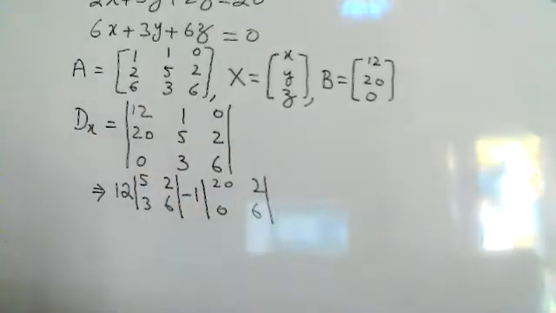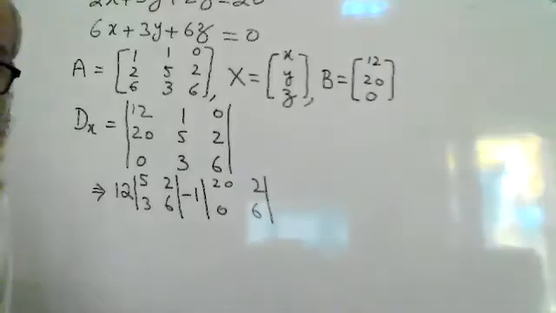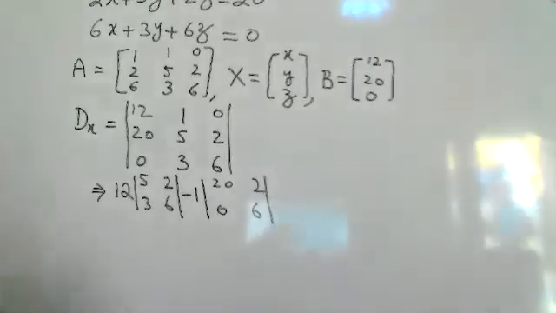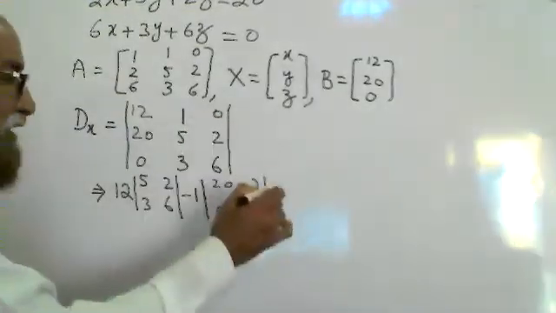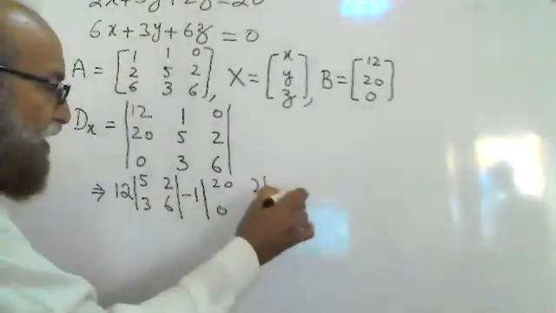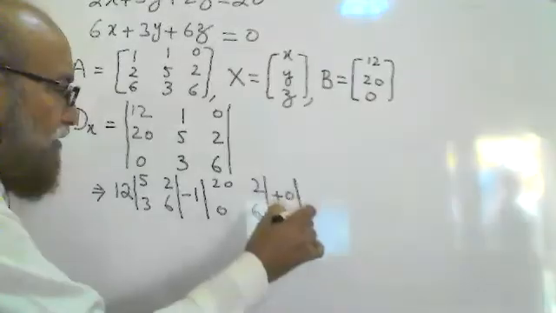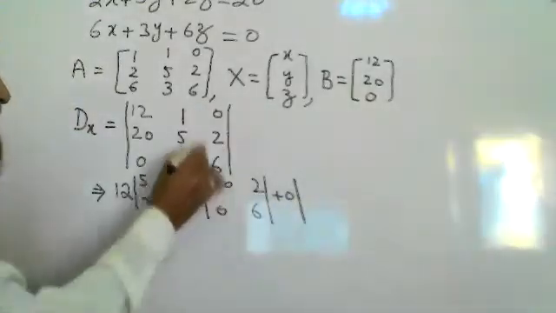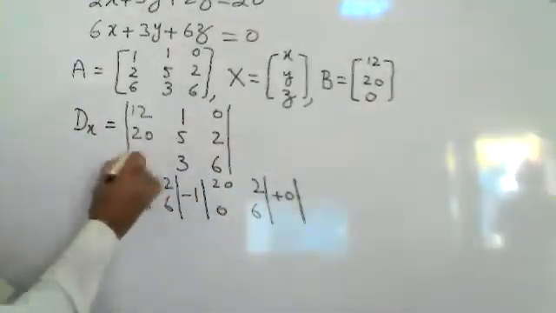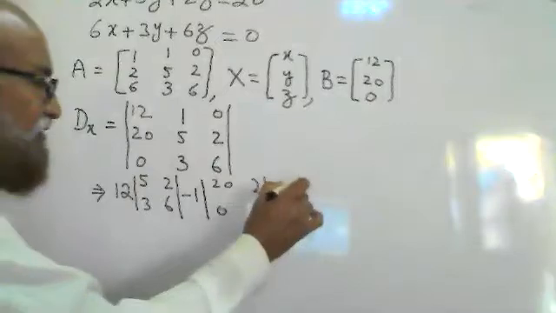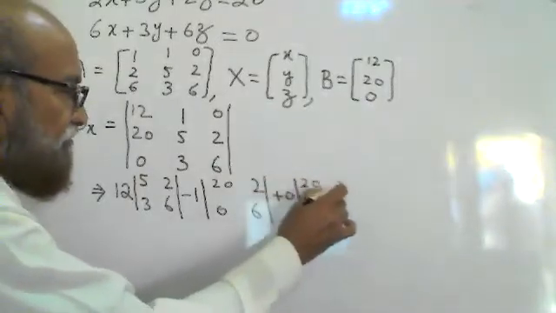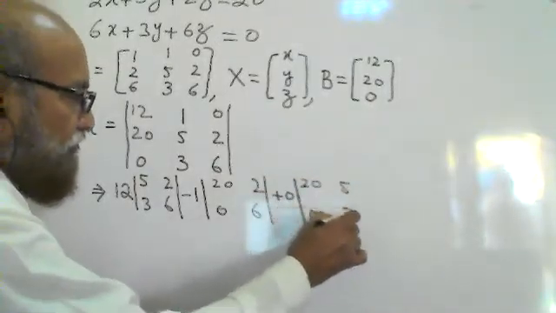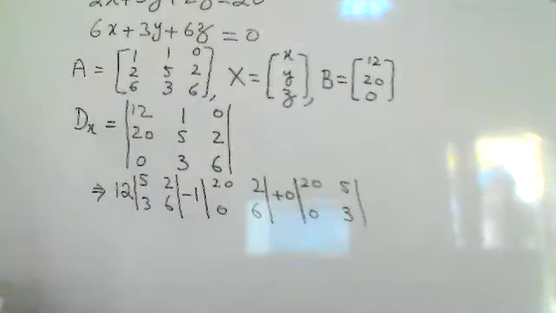We will make another determinant of 2 by 2. Then the third one, plus 0 into, we will leave this column and this row, the remaining elements 2, 5, 0, 3. We made another determinant of 2 by 2.